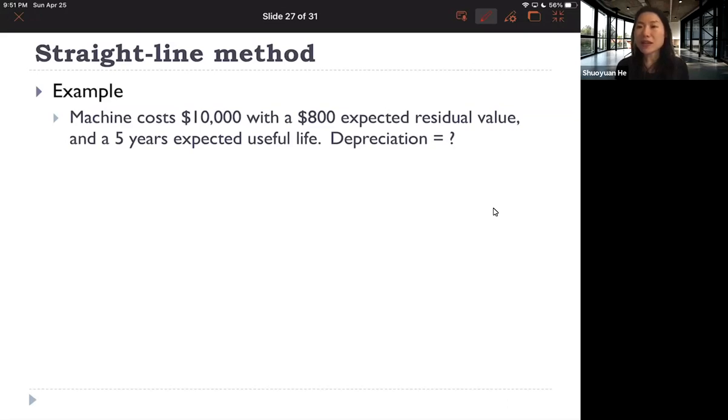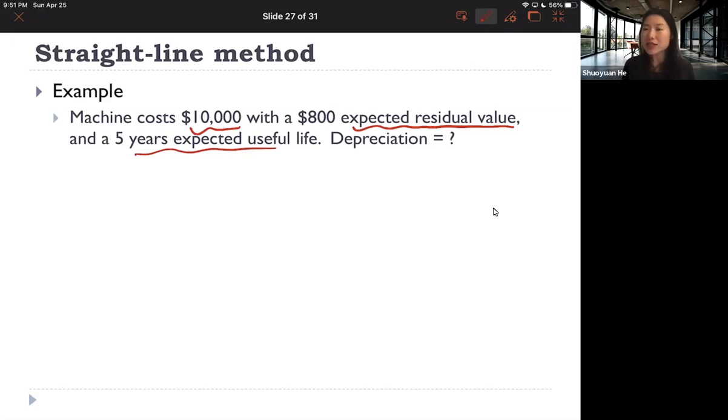Now let's look in more detail about those different allocation methods. The first one is the straight line method. An example: a machine costs 10,000 with 800 expected residual value and a 5-year expected useful life. How much is the depreciation? Please spend 1 minute, try to work on this example, and you can pause your video for now.